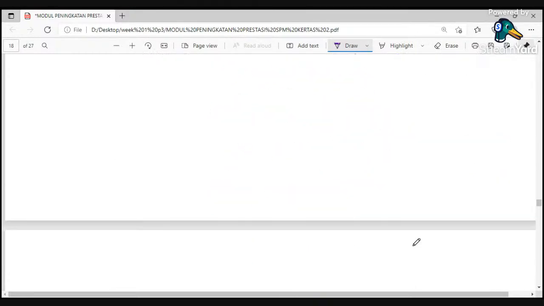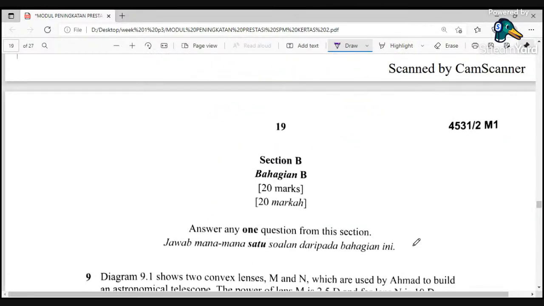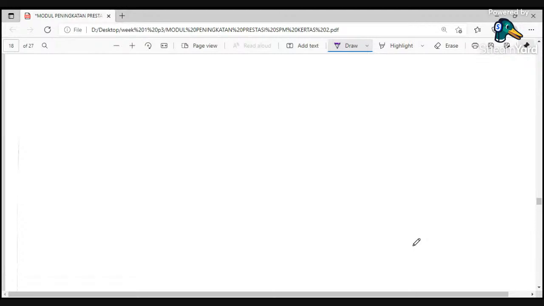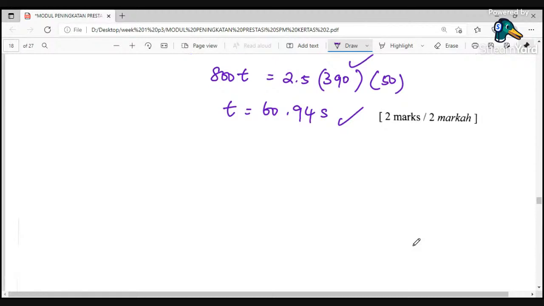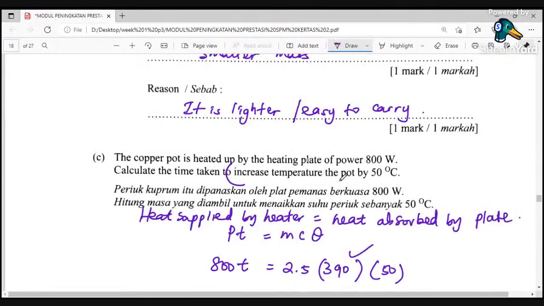Okay, part C, last part. Okay, dah habis lah. Okay. So ini adalah section A untuk trial Kedah paper 2, section A. Okay. So that's all for now.